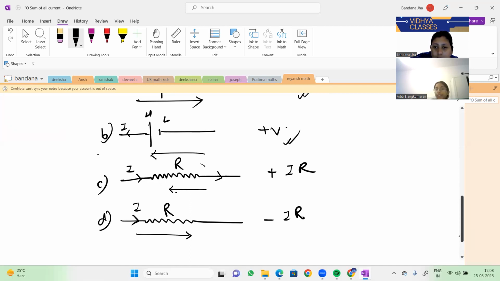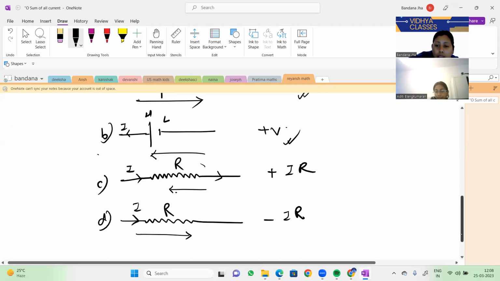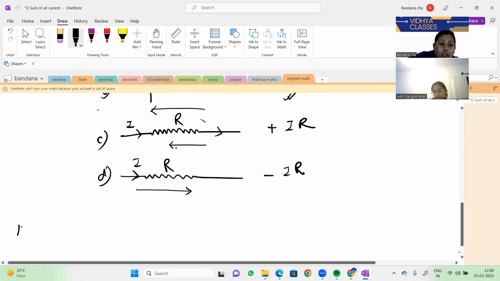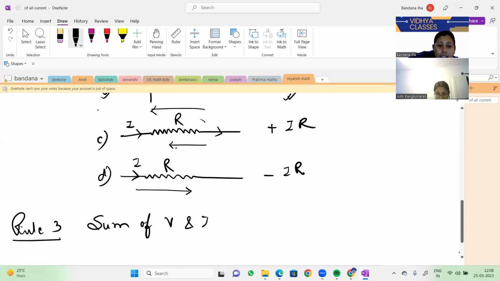Now third rule, rule 3. The sum of voltage and current-resistor pair is always equal to 0.